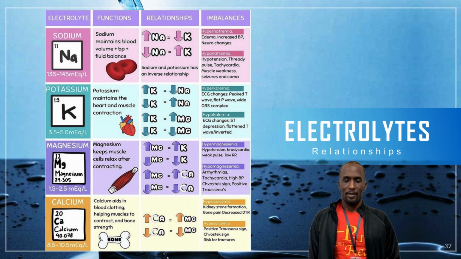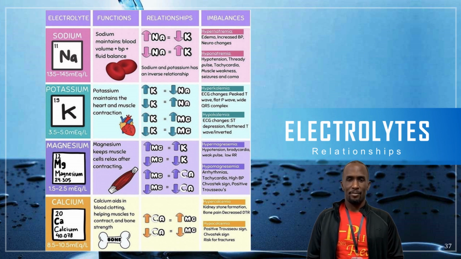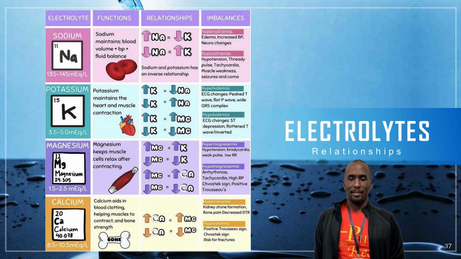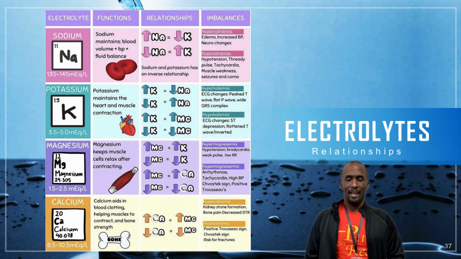Electrolytes are crucial for maintaining fluid balance, nerve function, and muscle contractions. Key electrolytes include sodium, potassium, calcium, and magnesium. Imbalances can lead to serious health issues such as arrhythmias or muscle weakness. Understanding their interactions helps in diagnosing and managing conditions like hypermagnesemia and hypomagnesemia effectively.